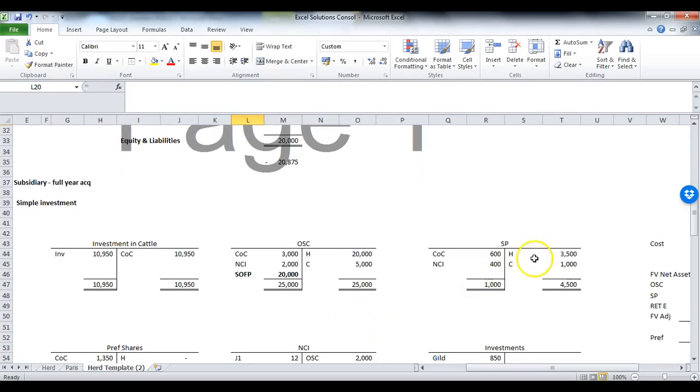Share premium, the exact same. We started off with 4.5 million, but 1 million should be removed as it's to do with the NCI. So SOFP, 3.5 million, and the account is now balanced.